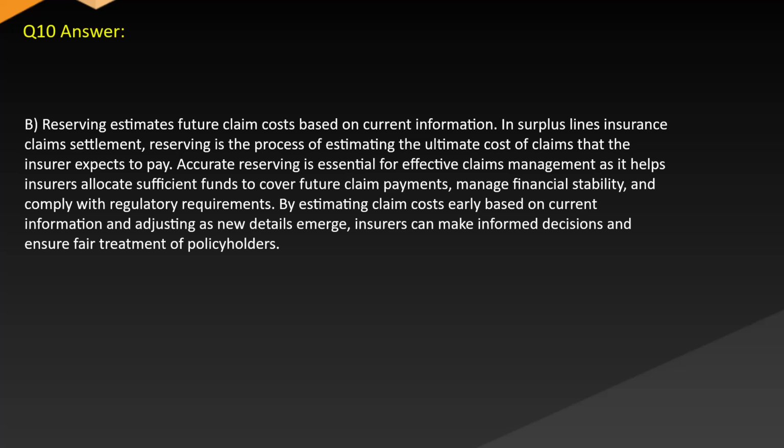In surplus lines insurance claims settlement, reserving is the process of estimating the ultimate cost of claims that the insurer expects to pay. Accurate reserving is essential for effective claims management as it helps insurers allocate sufficient funds to cover future claim payments, manage financial stability, and comply with regulatory requirements. By estimating claim costs early based on current information and adjusting as new details emerge, insurers can make informed decisions and ensure fair treatment of policyholders.